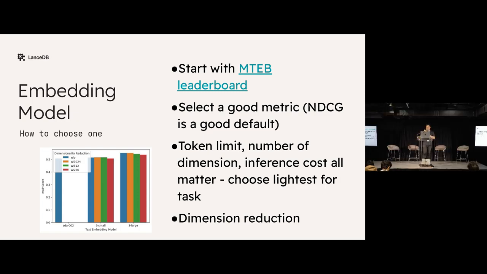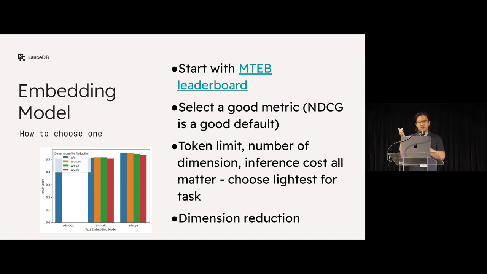And of course, if you are working under certain constraints, pay attention to the token limit of the model, the number of dimensions of the output vectors, and then the inference cost itself, right? You take all of that into account, and basically what that helps you do is choose the lightest model that will satisfy the task at hand. Most of the time, you actually don't need the absolute highest on the MTEB leaderboard, but it's more about choosing the one that's just good enough for the task.